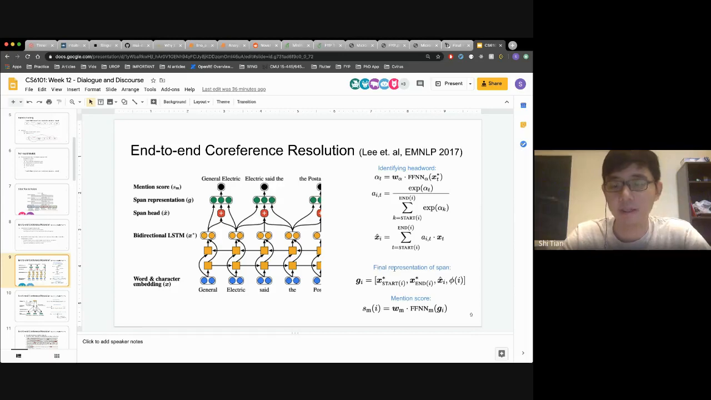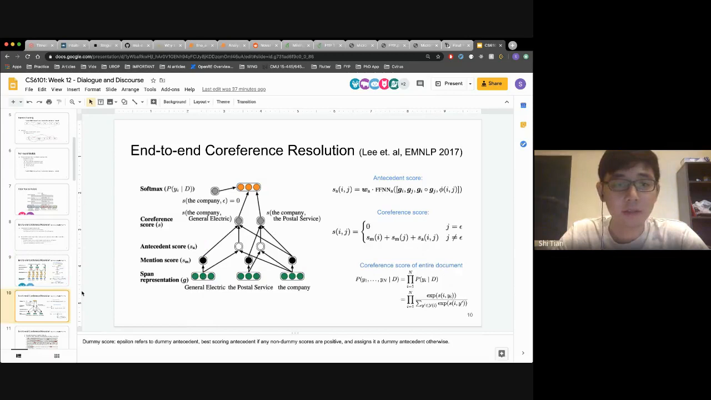The final representation of a span is the hidden representation of the start word of the span, the last word of the span, and the attention on the head word of the span. And then the phi i over here, I think it's the length of the span. So it's an additional feature that is the length of the span. With this final representation, which is the green thing over here, they pass it through another neural network and get a mention score. This mention score is basically to see whether the span itself is actually going to be a mention. Yeah, so that's not the end of the model.